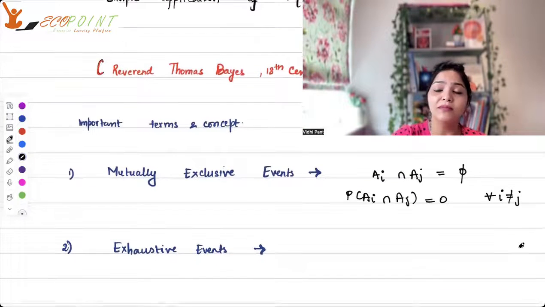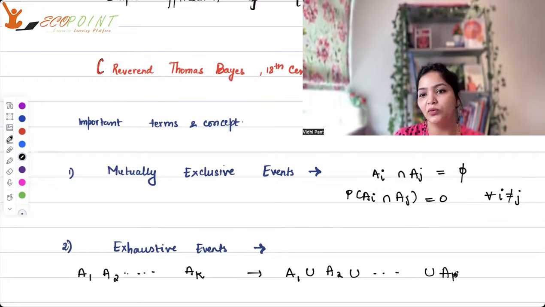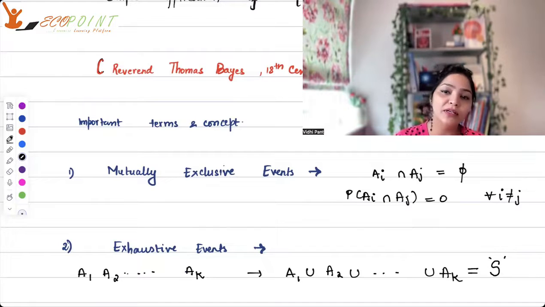Okay. Then comes another very important term, which is exhaustive. When will we call events exhaustive? Well, in case you have events like A1, A2, so on and so forth till AK, and what you realize is that if you take the union of all these events, it turns out to be the same as the entire sample space, which I'm quoting as S here. So if the union of all the possible events is equal to the sample space, then we say that these events are exhaustive events.